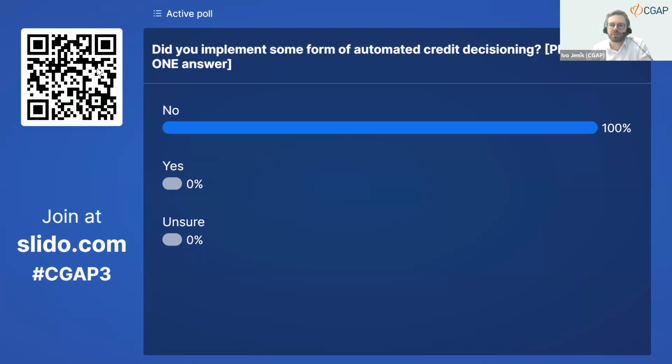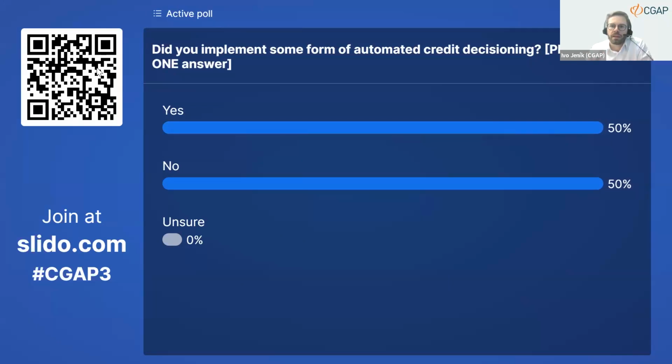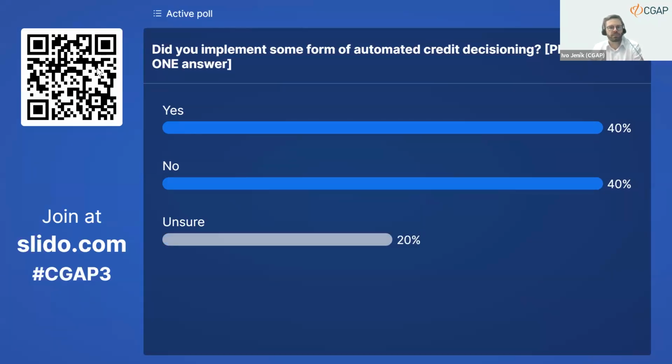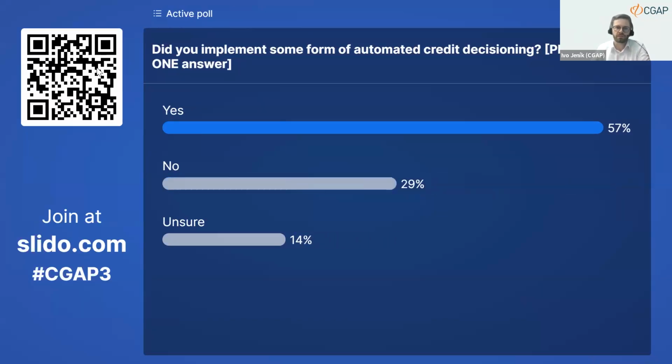So the question we want to start with, just to get a sense of who people here are, is: did you implement some form of automated credit decisioning? Yes, no, unclear. It will give us a sense of how much experience you have with this specific implementation and how much we can tap into your experience, because we want to make it a real breakout session with your participation and comments, not only us presenting in a Q&A version.